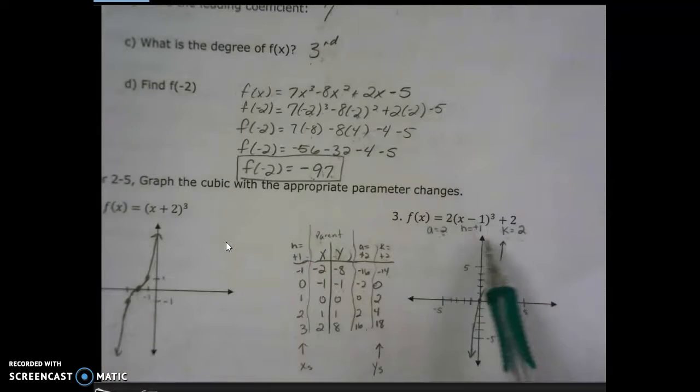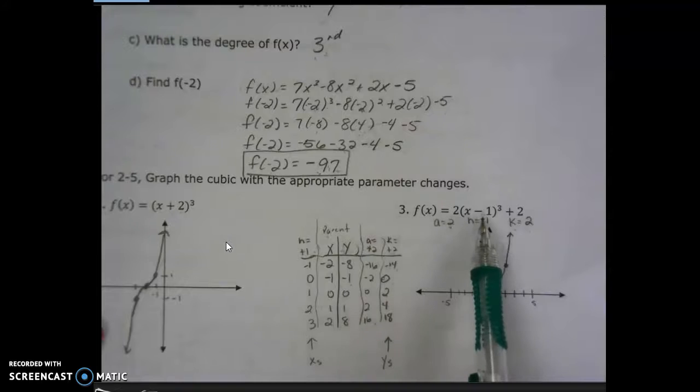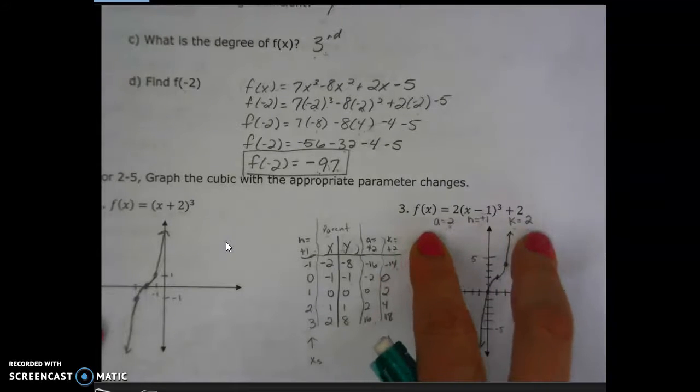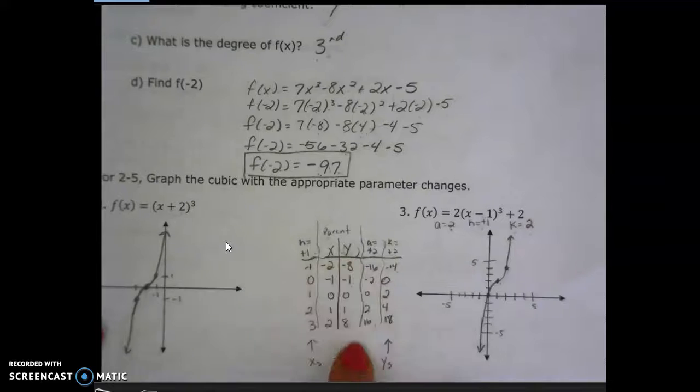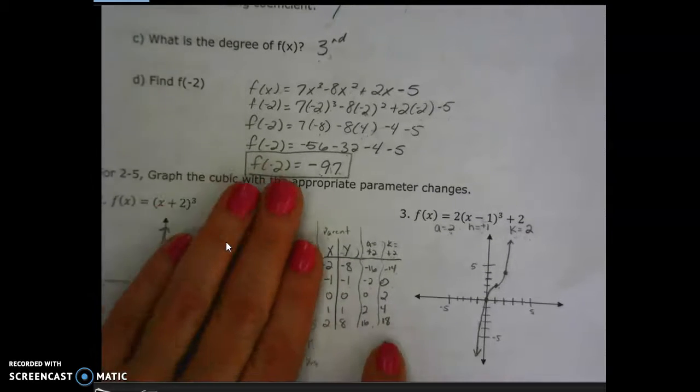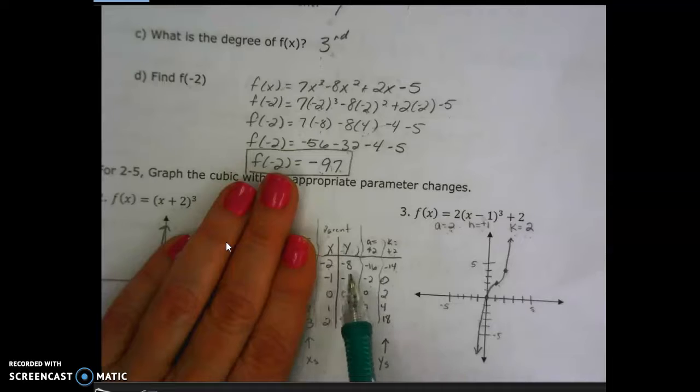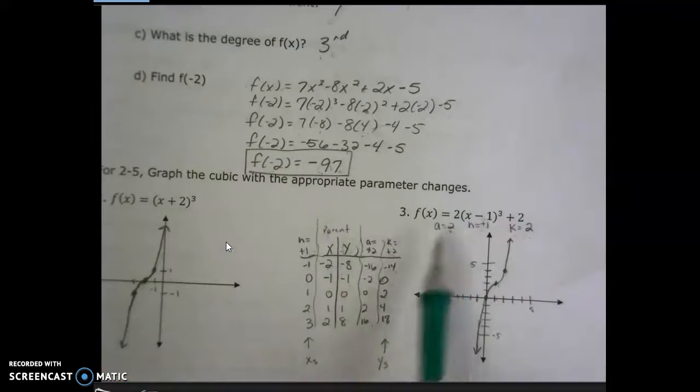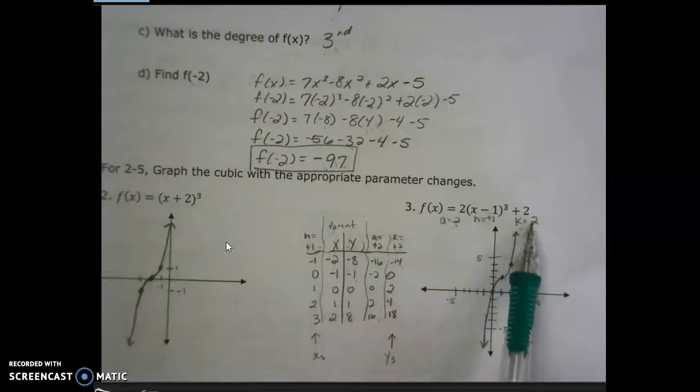This one had a lot of parameter changes, an A, an H, and a K. Remember, A and K on the outside affect the Y values of your parent. Here's the X and Y's of the parent. Parent x cubed, Y equals x cubed. So I'm going to take every Y value of the parent times A, which is -2, and then add 2.